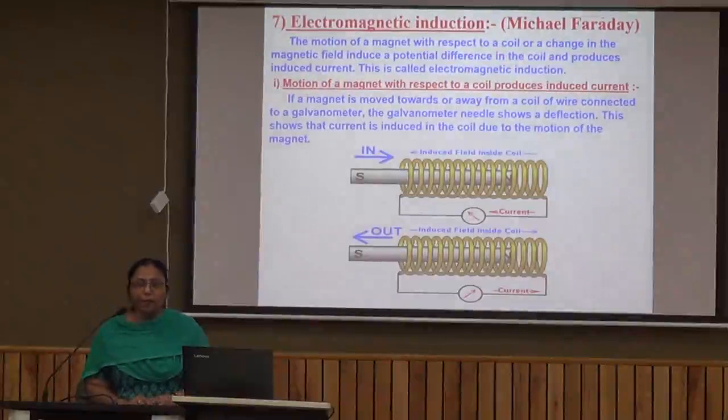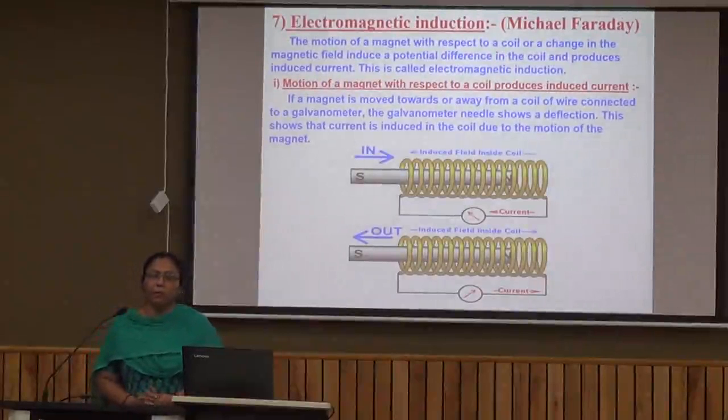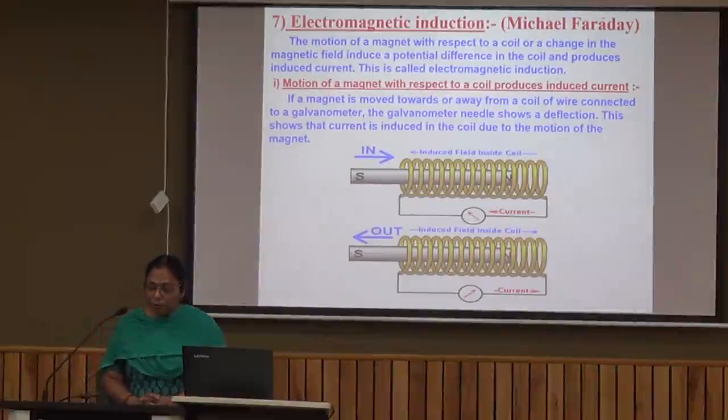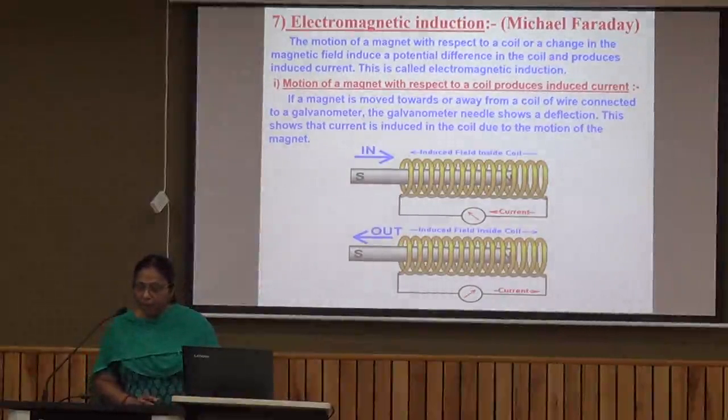Electromagnetic induction is the fourth part of this chapter, and what is that? If a conductor is moved in the magnetic field, a current is induced in the conductor. This effect is called electromagnetic induction, also known as EMI. And what are the two activities for this? First, motion of a magnet with respect to the coil produces the induced current. As shown in the diagram, a conductor is moved in and out of the coil and current is produced. And that current can be detected by the galvanometer connected to the coil.